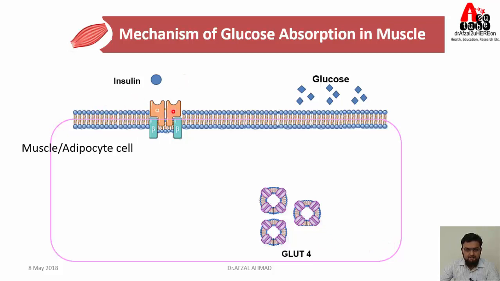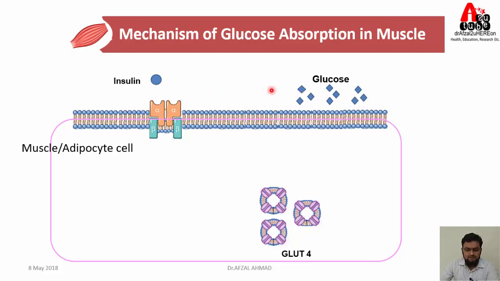In the myocyte or adipocyte cell, we have the membrane. Here the insulin receptor is there, because for glucose absorption we have GLUT4, which is insulin dependent. So these two cells have GLUT4, which is insulin dependent. These cells will have the insulin receptor in the cell membrane, whereas GLUT4 is inside the cell. Whenever the glucose molecule comes, the glucose molecule is represented here.